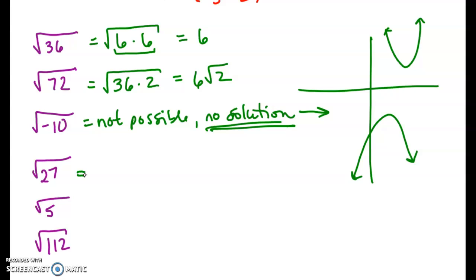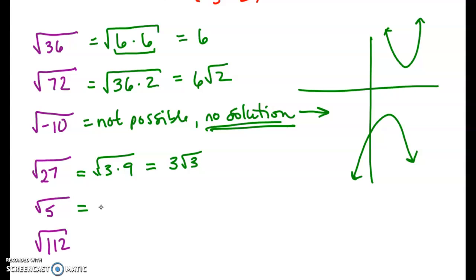Square root of 27. Of course, there's no perfect or whole number that multiplies to 27. We know, though, that 3 times 9 is 27, and 9 is certainly a perfect square. So here, too, the square root of 9 is 3, and we're left with a 3 underneath the root sign.